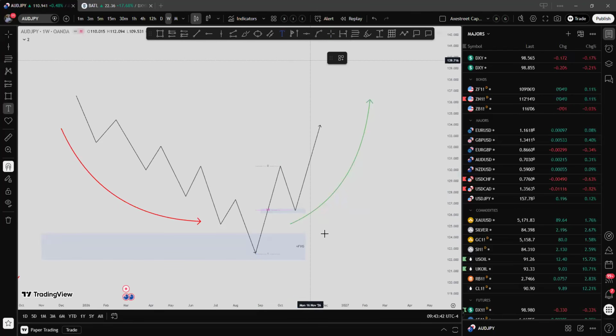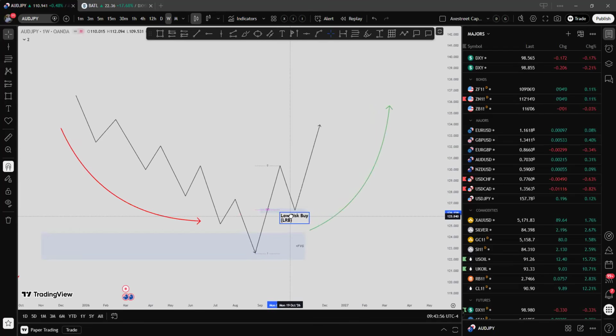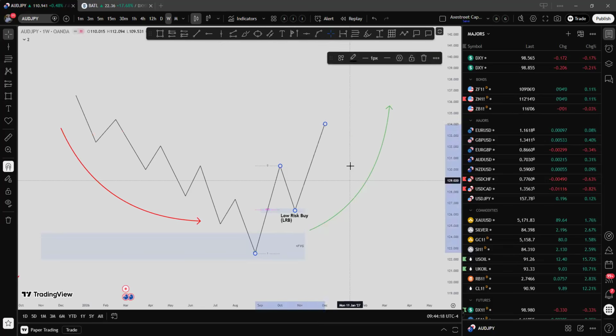The low risk buy, let me mark it up for you guys. Low risk buy. The low risk buy, guys, is not telling you to buy because it is low risk. It is actually the complete opposite. The low risk buy tells you to buy with low risk, if that makes sense. Because we are not 110% sure just yet that this market is going to present us with a full trend change.